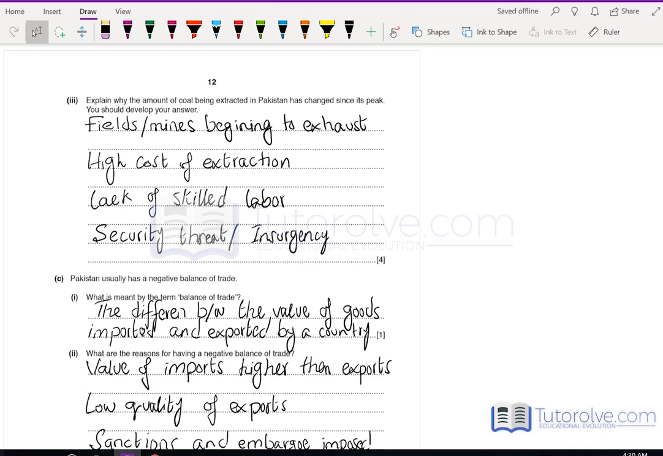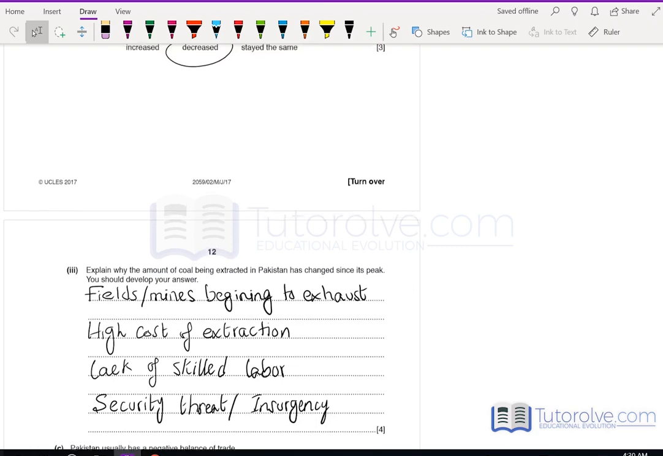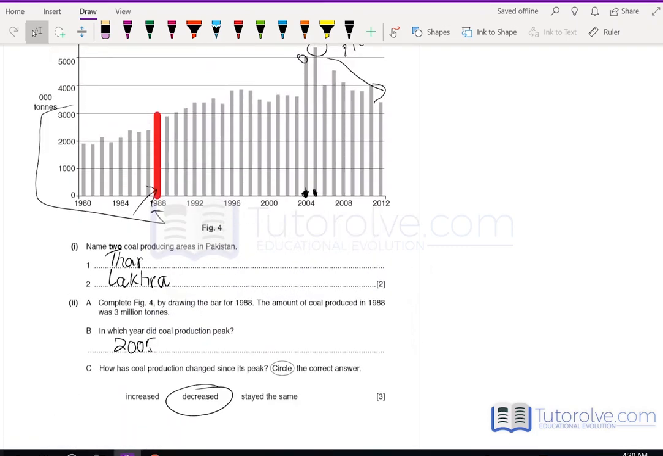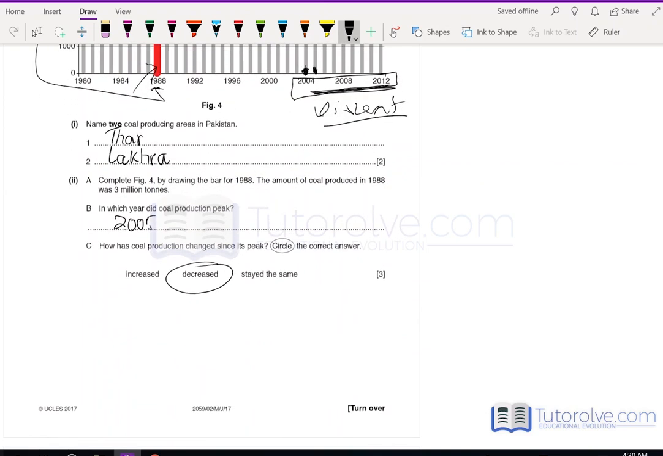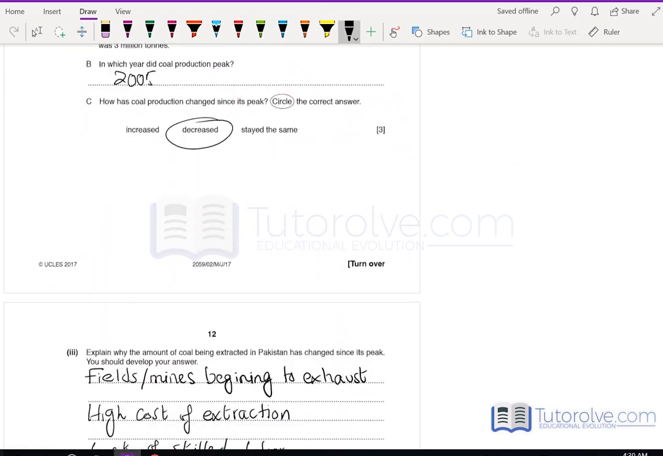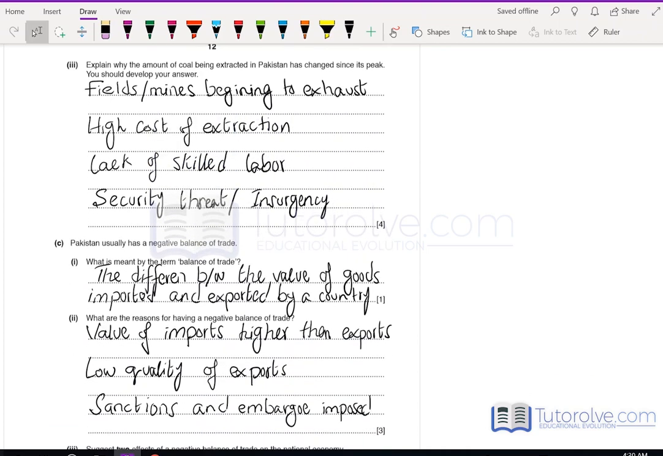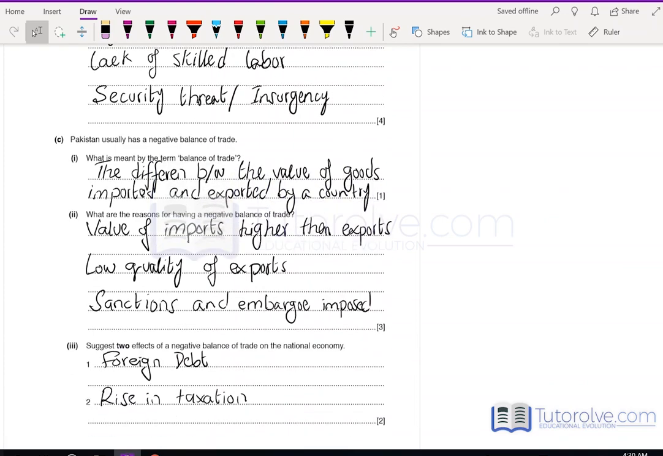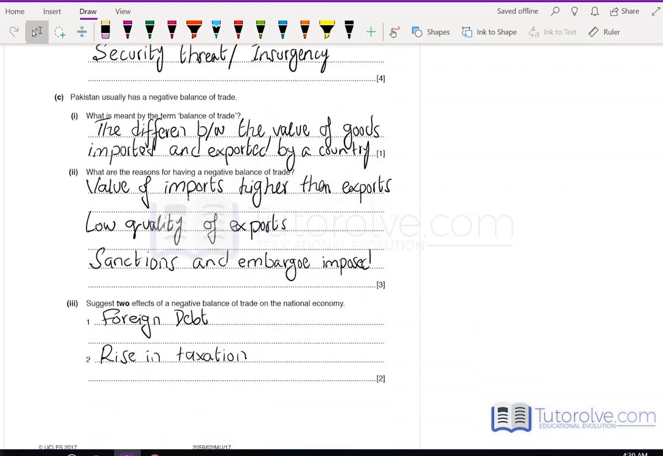There's also a lack of skilled labor, and another point is that due to the increase in insurgency during the years following 2005, there has been a decrease. So this era is basically pretty violent as well. Because of that, the coal production also decreased. And since the coal mines are in the outskirts where the insurgency was at or still is at its peak, therefore there is a reduction.